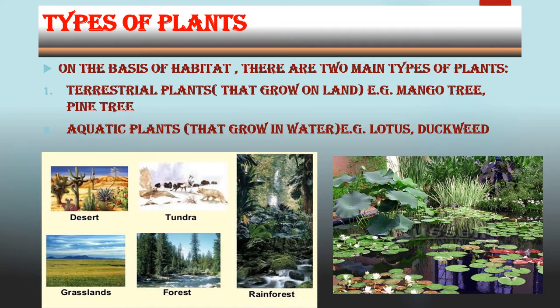So, what are aquatic plants? Aquatic plants are those plants that grow in water, like oceans, seas, rivers, lakes, ponds. The examples of such plants are lotus, duckweed, tape grass, pondweed, water lily, and many others.